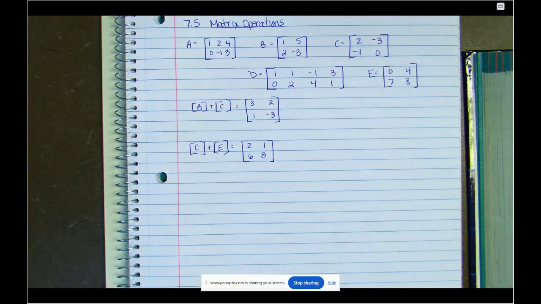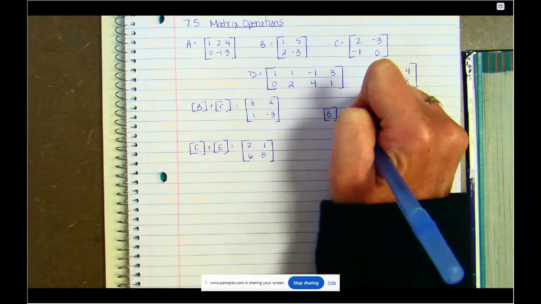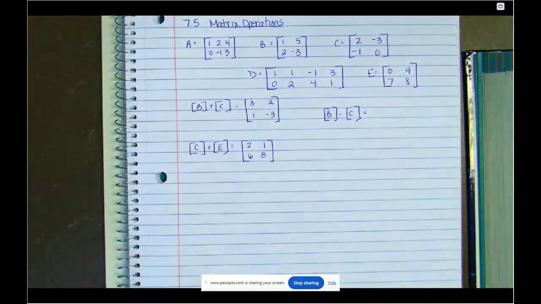When you add matrices, you add the entries that are in corresponding places. So if it's top left, then you add the top left ones. If it's top right, then you add the top right ones. Okay, how about, why don't you try B minus C for me?